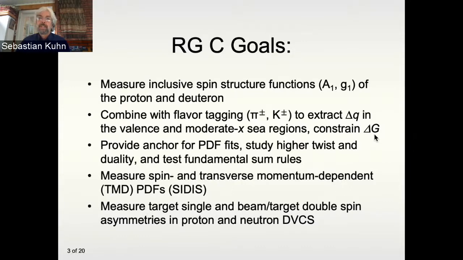At the same time, we want to extend this to three dimensions, both in momentum space by measuring spin and transverse momentum dependent PDFs, TMDs. Last but not least, DVCS with a polarized target and also beam-target double spin asymmetries for both the proton and the neutron.